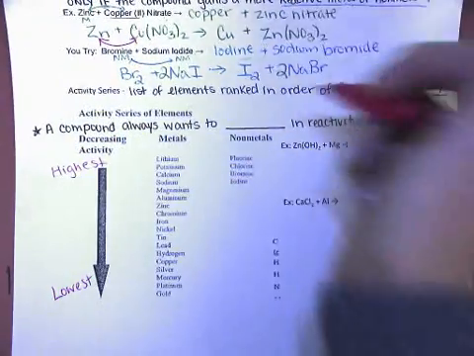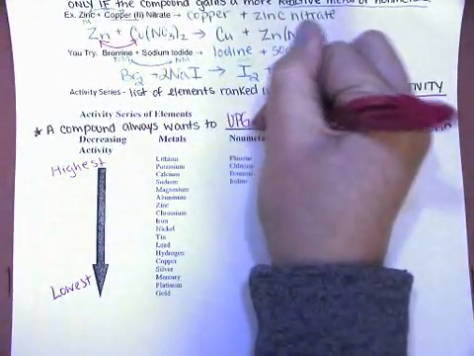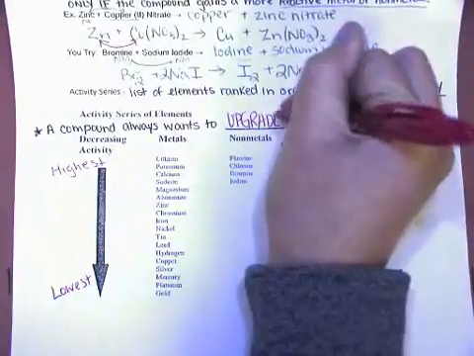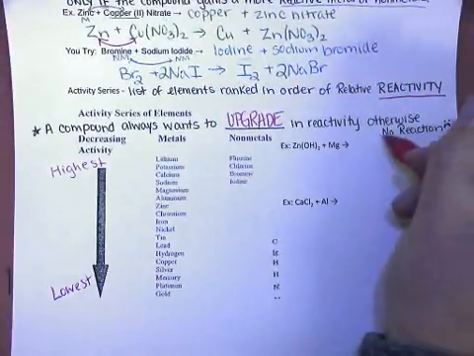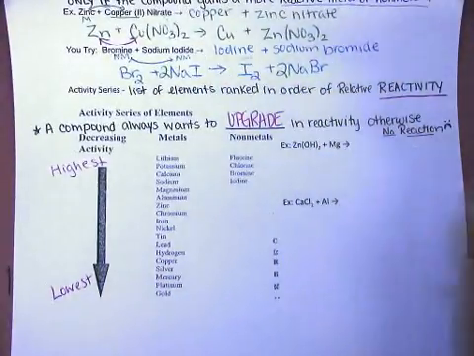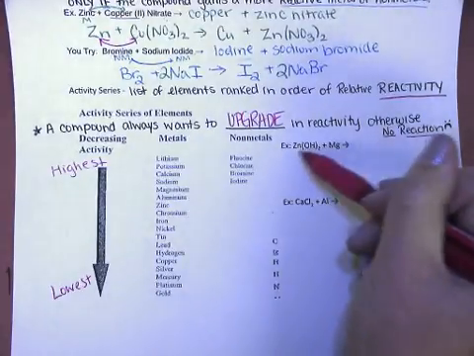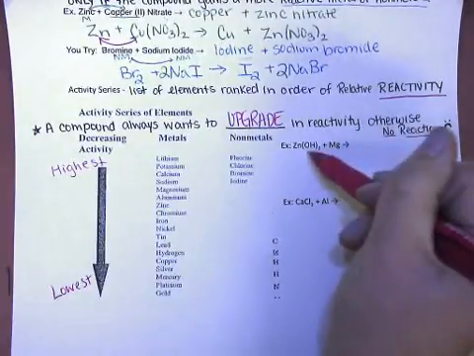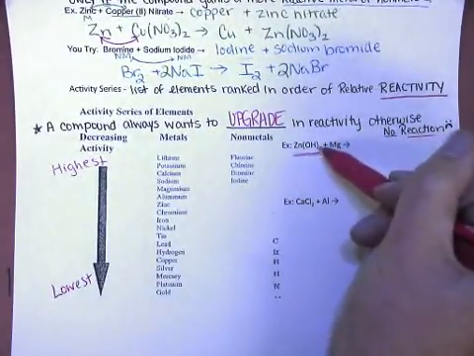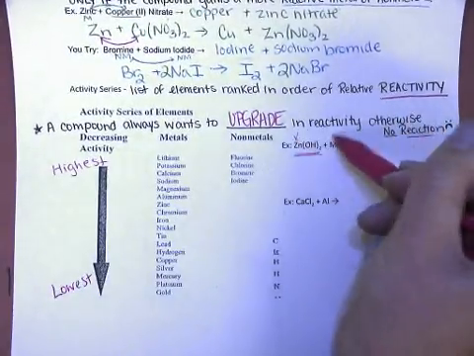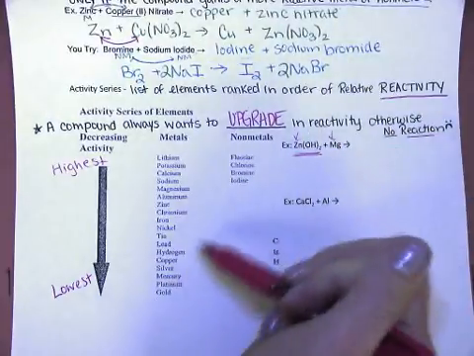So a compound wants to upgrade. If it isn't an upgrade in reactivity, there's no reaction. The compound doesn't want the less reactive metal or nonmetal. So I take a look here. Zinc hydroxide plus magnesium. Here's my compound. I want to know what's higher, the zinc or the magnesium. So I look on my list.